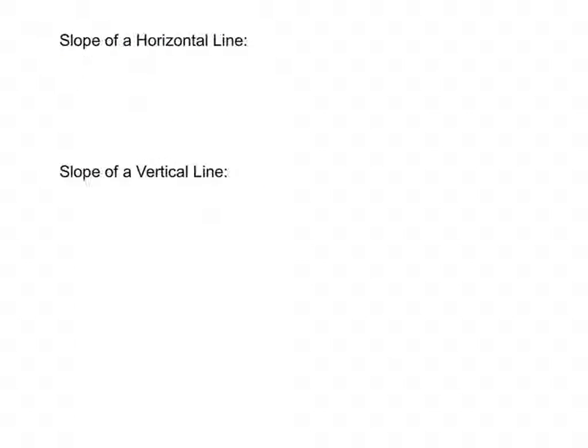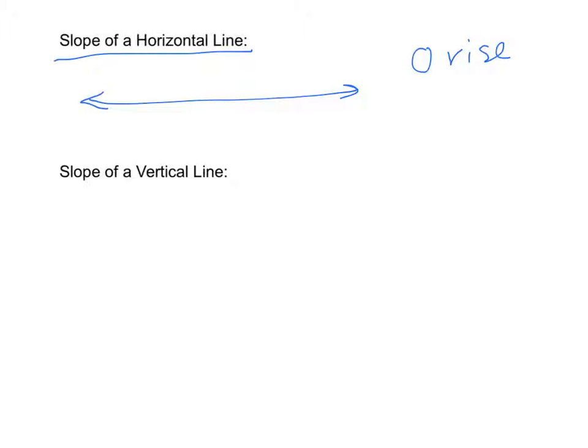While this equation will work for essentially all lines, horizontal lines and vertical lines have some special rules about their slopes. For the slope of a horizontal line, such as this, there's going to be 0 rise ever. So no matter how much run there is, it's always going to be 0 divided by a number. So the end result is going to be 0. The slope of a horizontal line is always going to be 0.